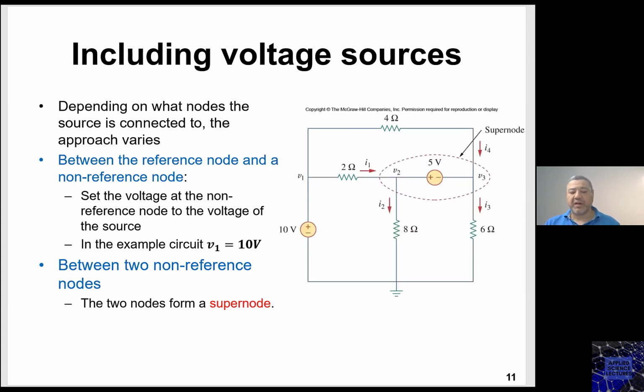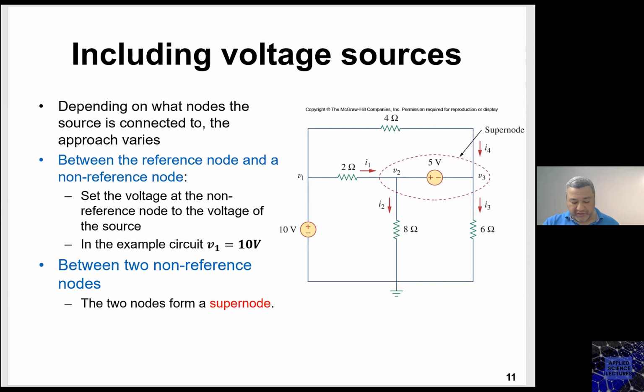Now let's move to the next case. The next case is when I have voltage sources. Why are voltage sources different? Well, because those voltage sources exhibit constant voltages, and they are also in contact with those nodes, so they will somehow affect the way we write the nodal equations.